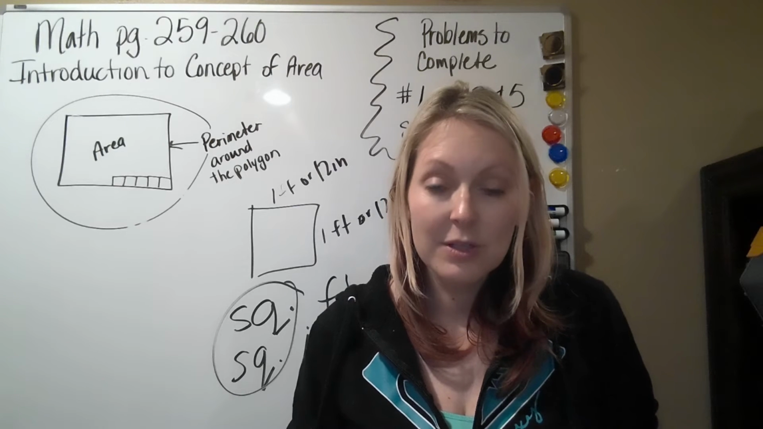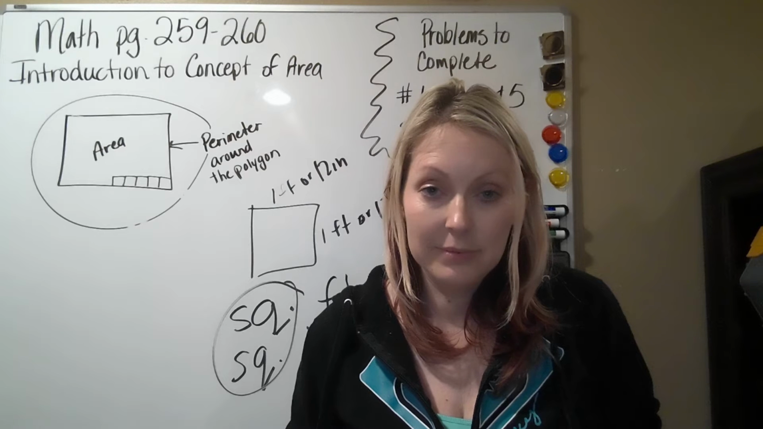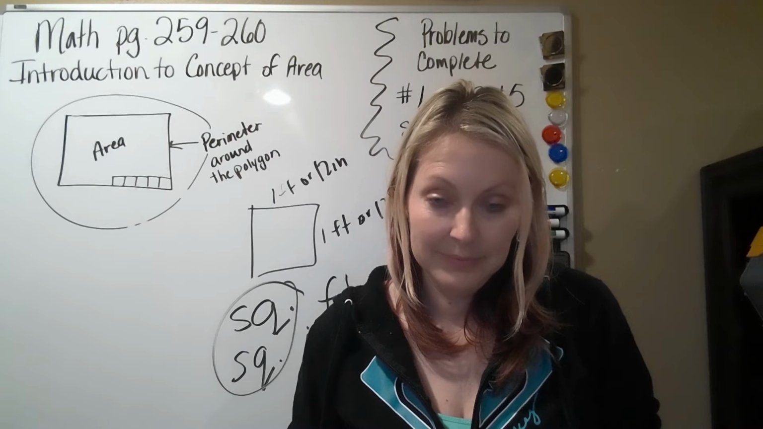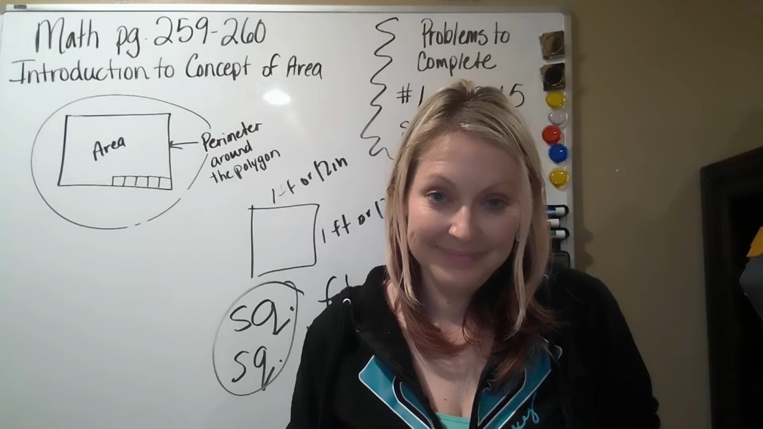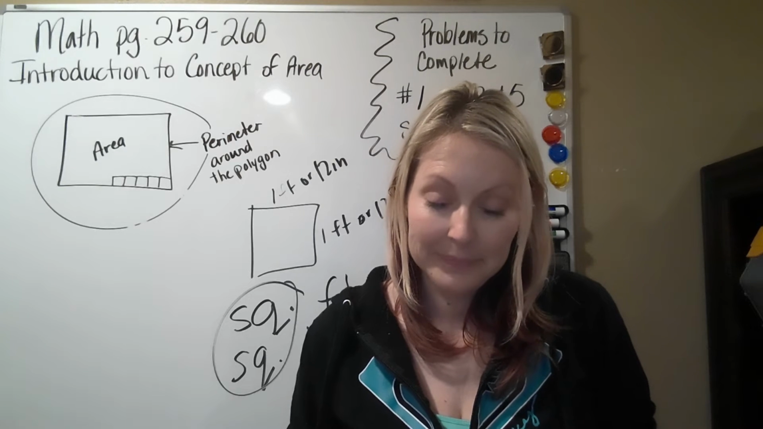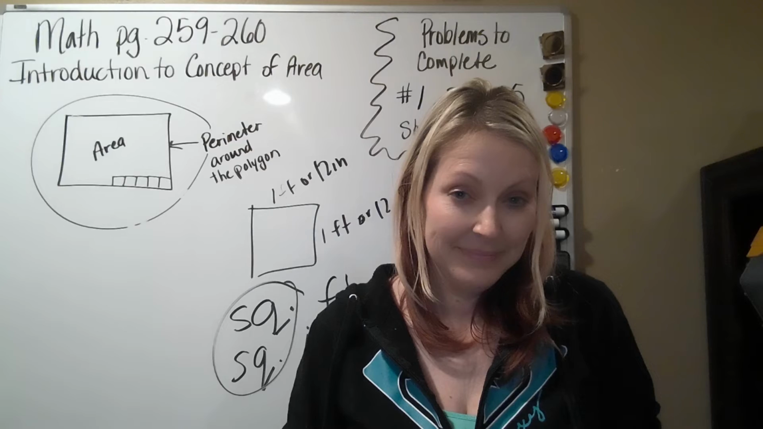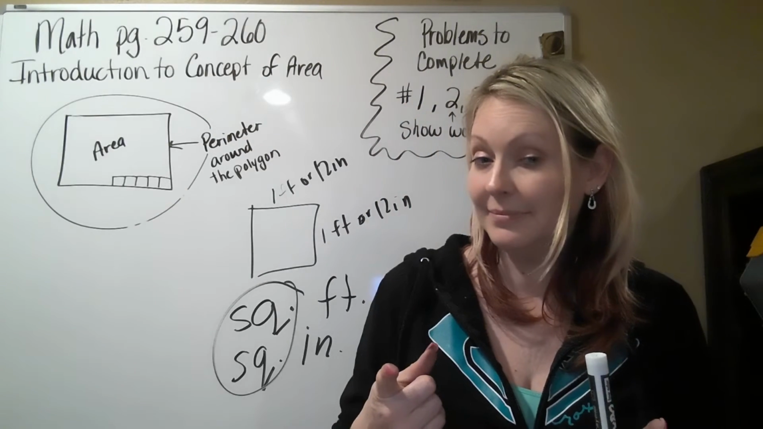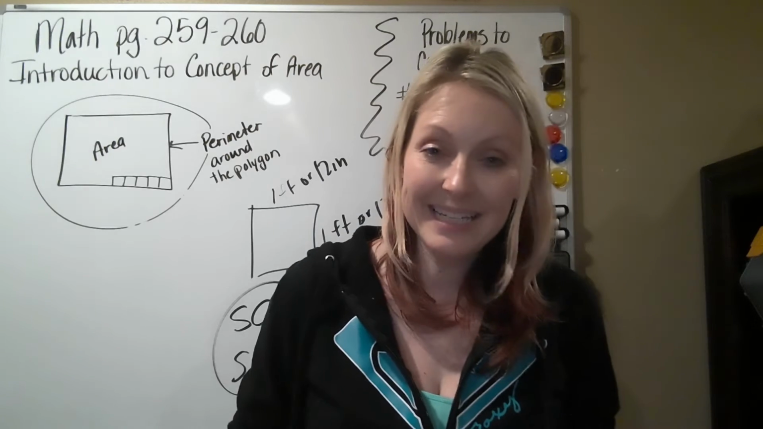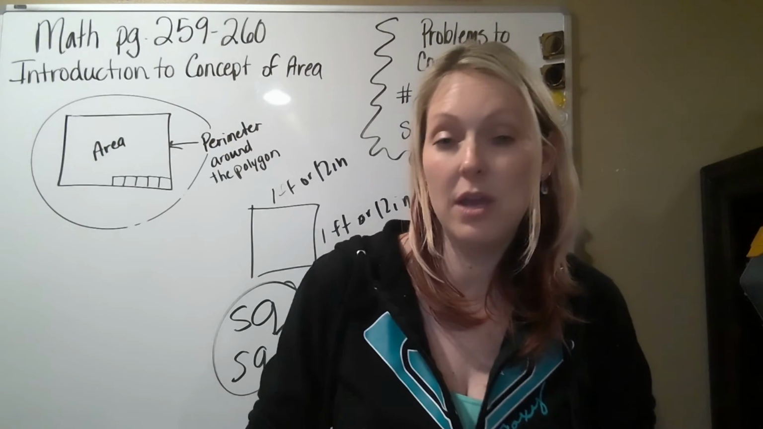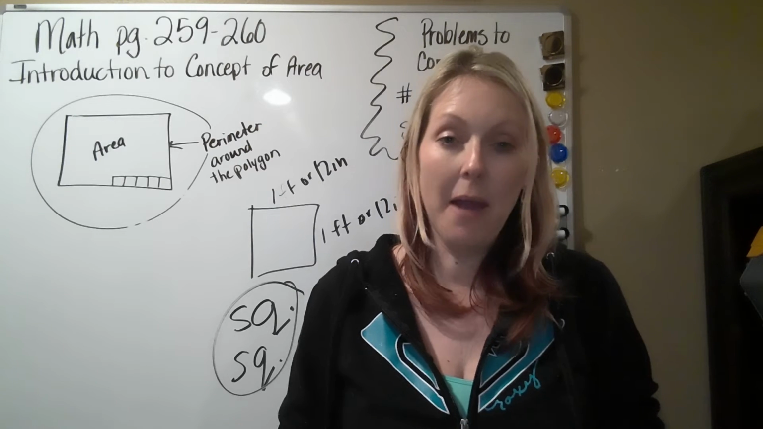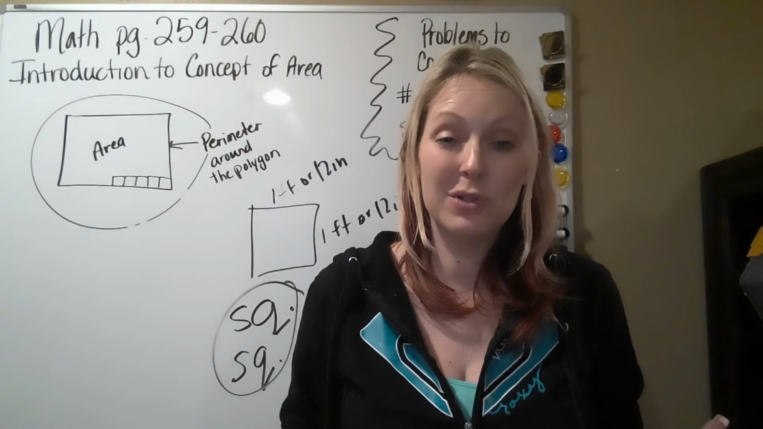Count the squares. Don't wait for me to give you the answer. Okay, you should have gotten, ready? 36. You should have counted 36 for the yellow box 1A. That means you have 36 square units, okay? Pretty easy for a square, right?